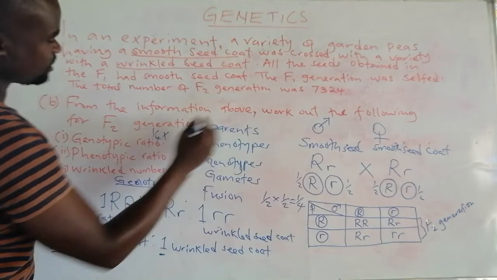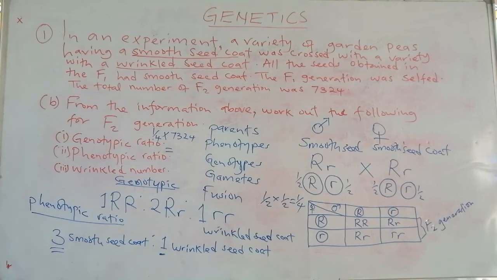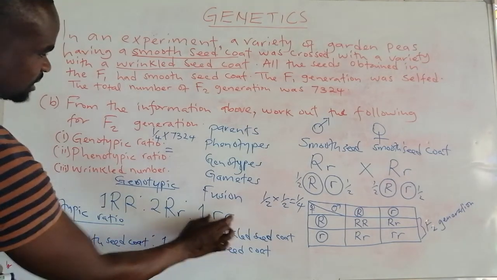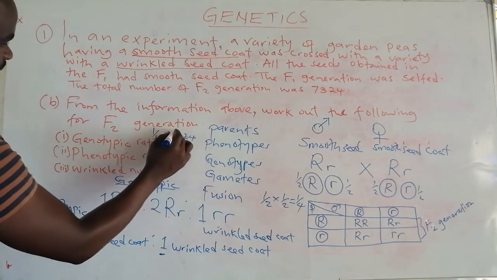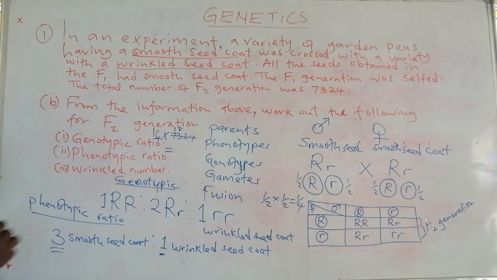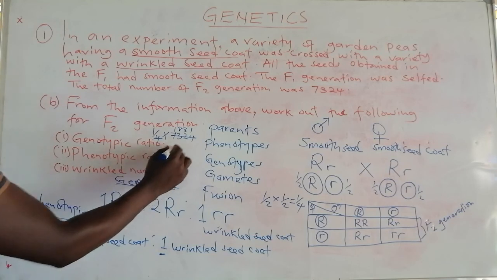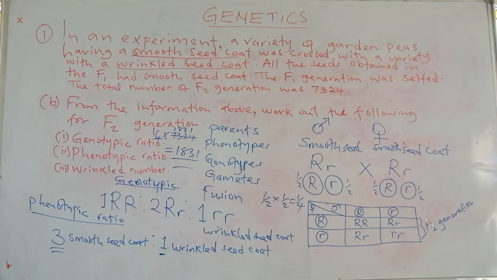You multiply by the total number, which is 7,324. So the value you are going to obtain from here will represent the number of wrinkled seed coats that had the recessive gene. So a quarter, when you multiply here, you will get 1831 as the number of wrinkled seed coats.